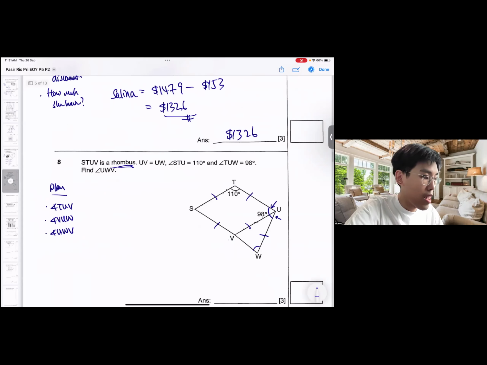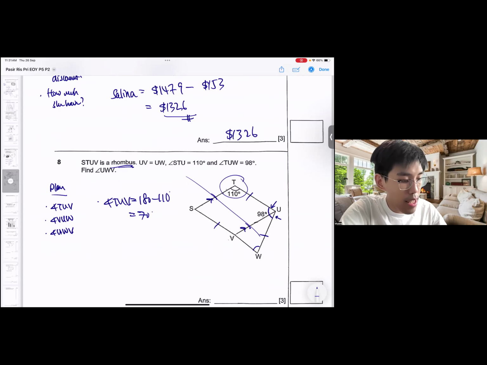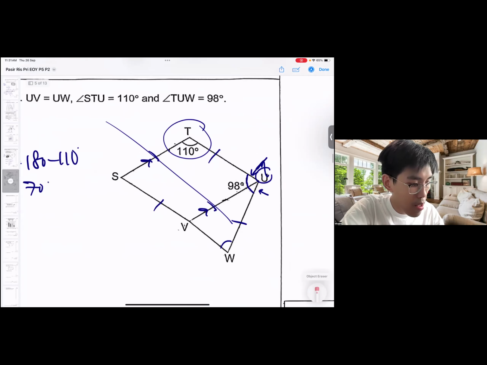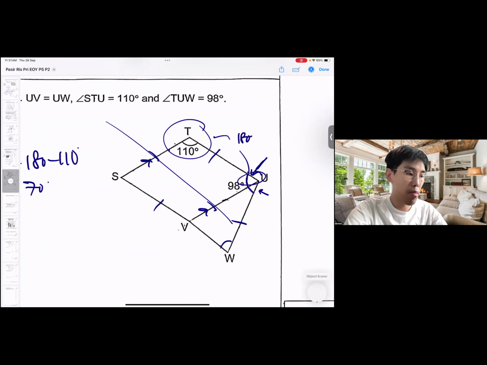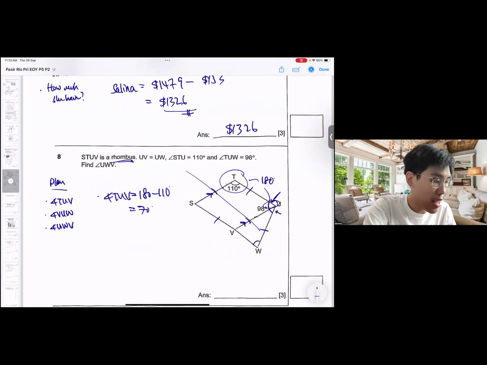So let's get started. First of all, angle TUV will be 180 minus 110, which is 70. Why? Because these two are parallel lines as well. As we do parallel lines, we can just cut through. That means this angle will be the same as this angle. Okay, let me just zoom in here. A bit messy here. So this angle, these two will add up to 180. Okay? This is what I call the parallel gateway. Once you understand this parallel gateway, a lot of things can be solved already. Okay, so answer is 70.